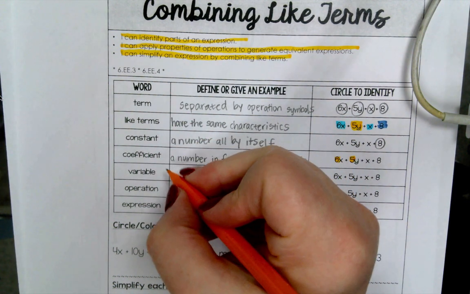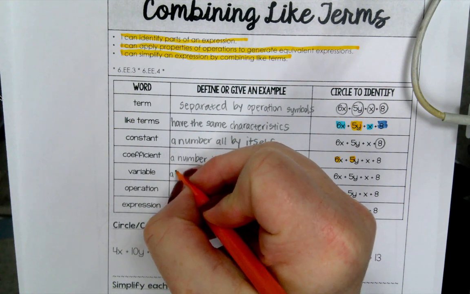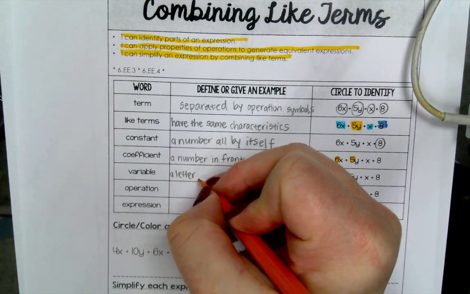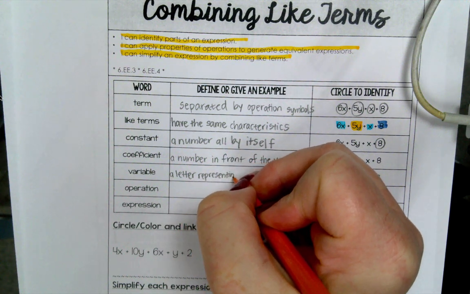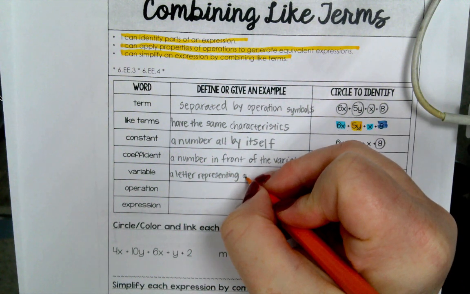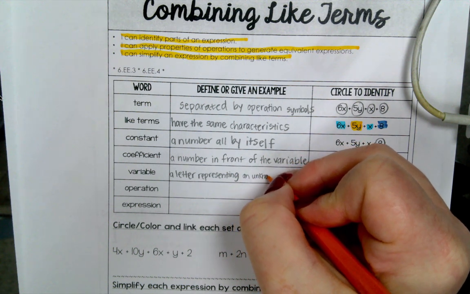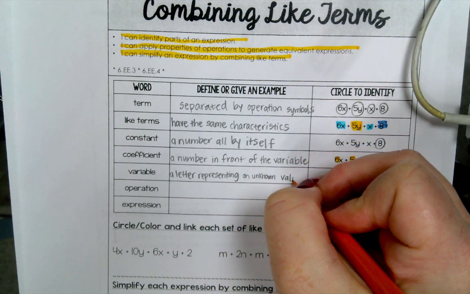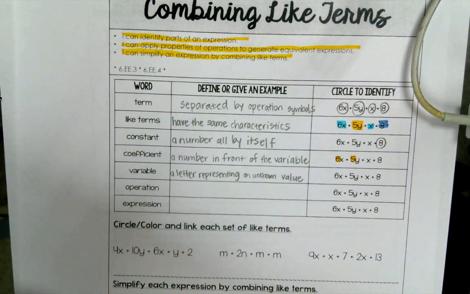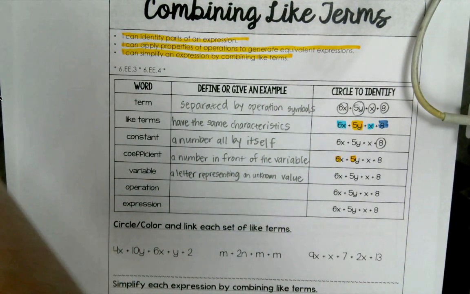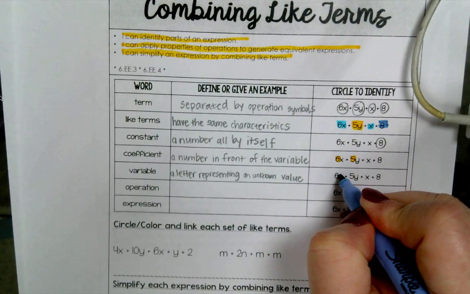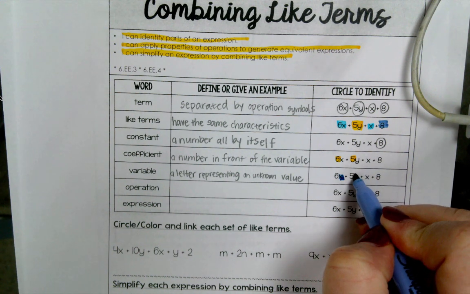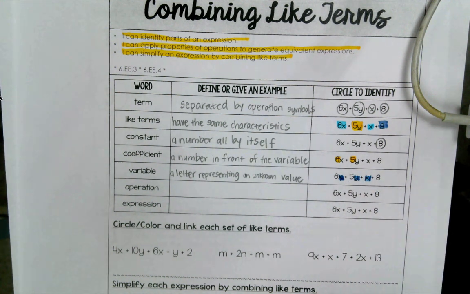A variable is a letter representing an unknown value. That's a variable. So I'm going to use a different color. My variables are the letters. Not the coefficient, just the letter by itself. That's your variable.